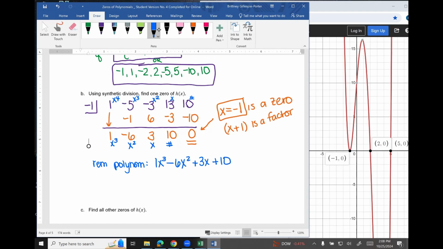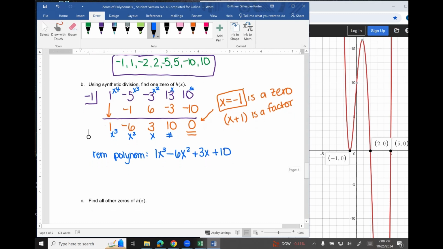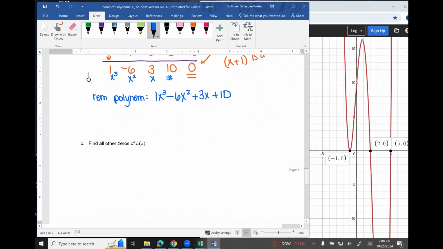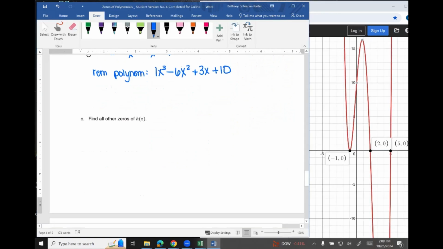Now, technically, if you could factor by grouping on this, go ahead and have at it. But this one doesn't work as nicely as the others that we've tried factor by grouping, so I'm just going to keep moving forward. I'm going to do another synthetic division using one of the other zeros that we found. So let's say this time I use x equal to 2.